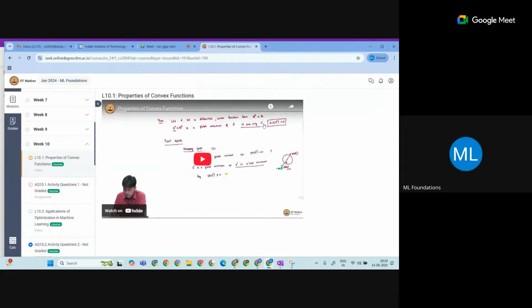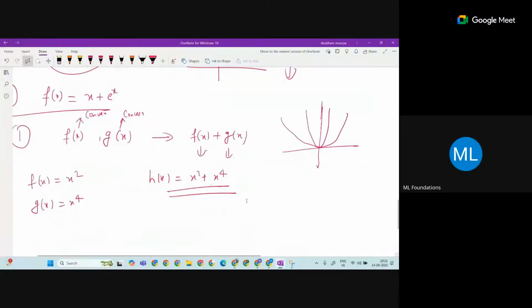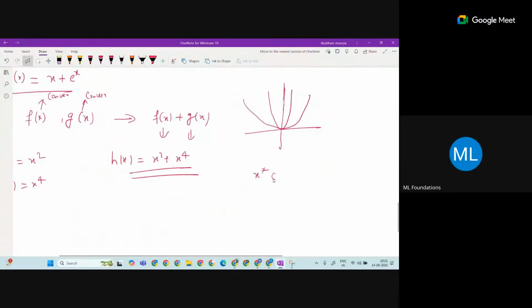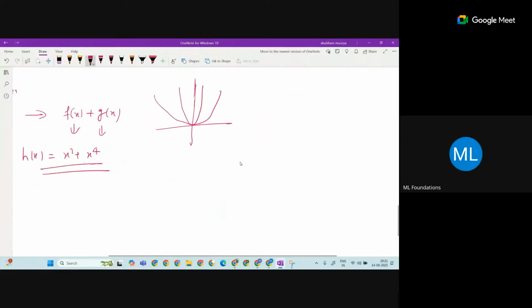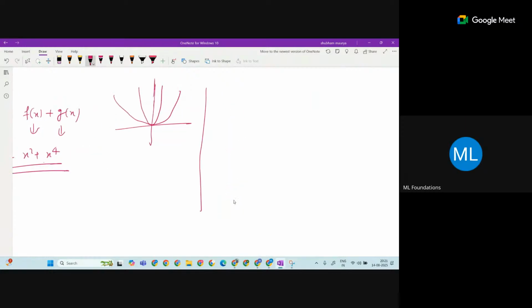It has a global minimum of f if and only if x star is said to be a global minimum. Here we just need to see if x star is from R^d. Let me write the full theorem and explain it. What the professor is saying is that we have a function f from R^d to R, which means it is a multivariable function.